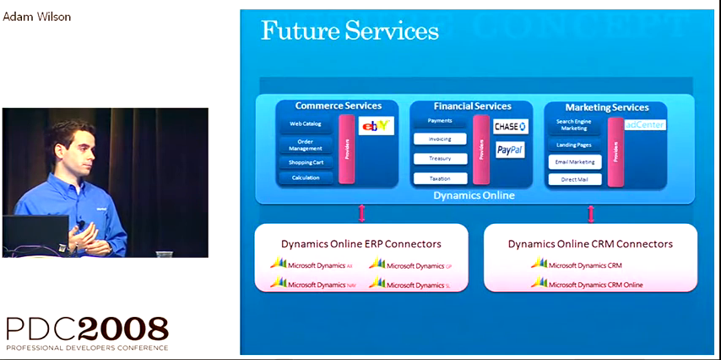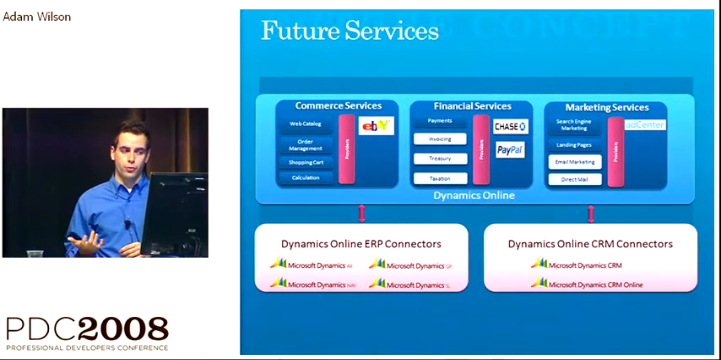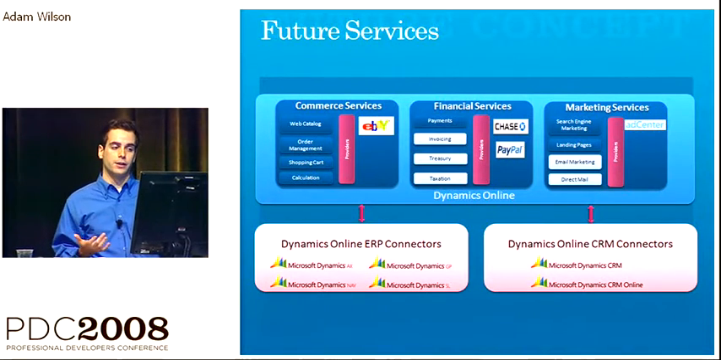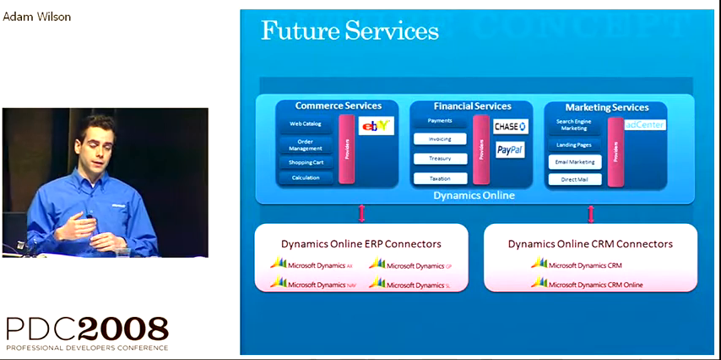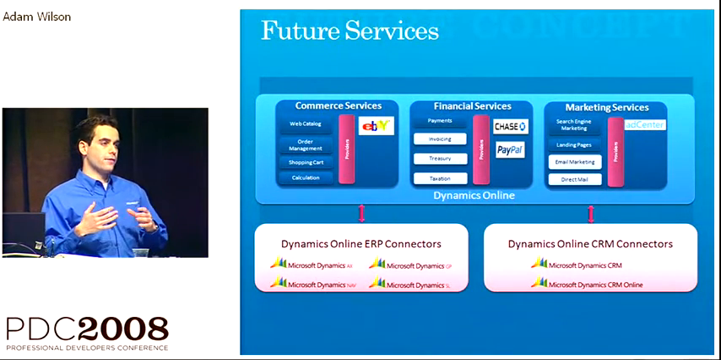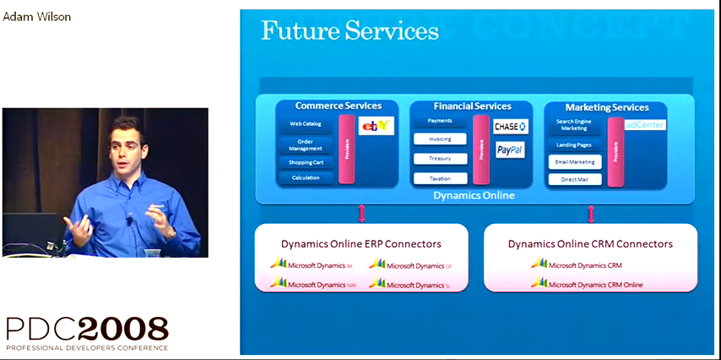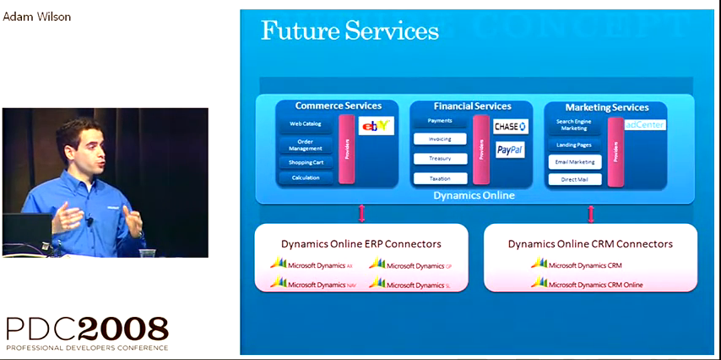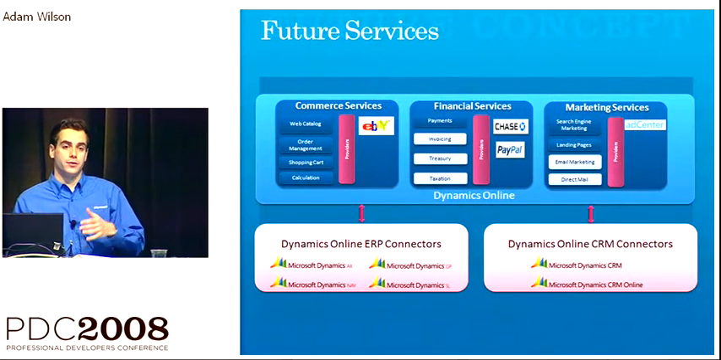So we talked about, in commerce, the web catalog management, the order management, the shopping cart, and calculations, backed by providers that we ship out of the box. In this case, eBay is the one that we have and are ready to announce now. We hope that third-party app solution builders would want to integrate additional providers for commerce services to expose your marketplace through Dynamics Online.